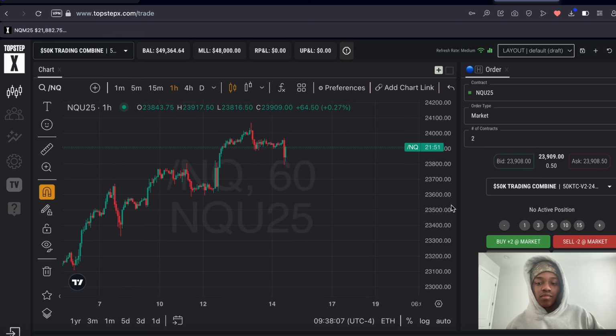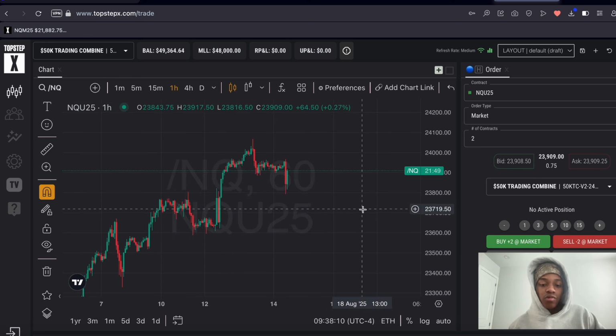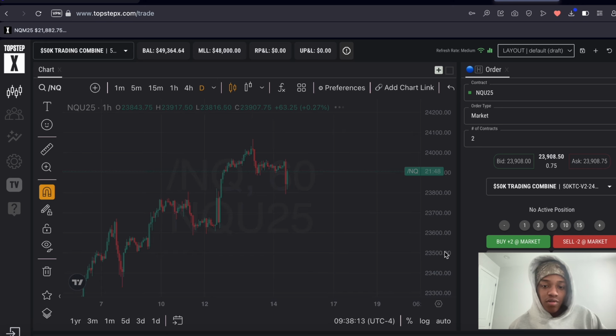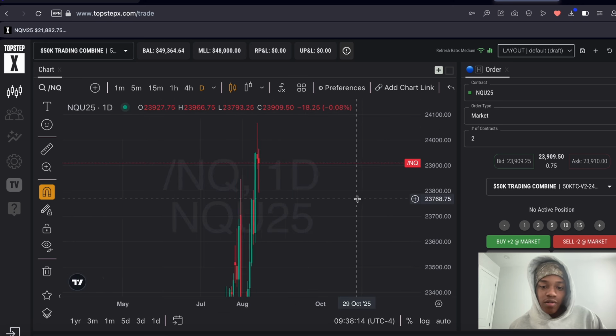Let's get into it. Right now, we on NQ. Staying on NQ, no switching back and forth. If we don't find nothing on NQ, we don't find nothing.